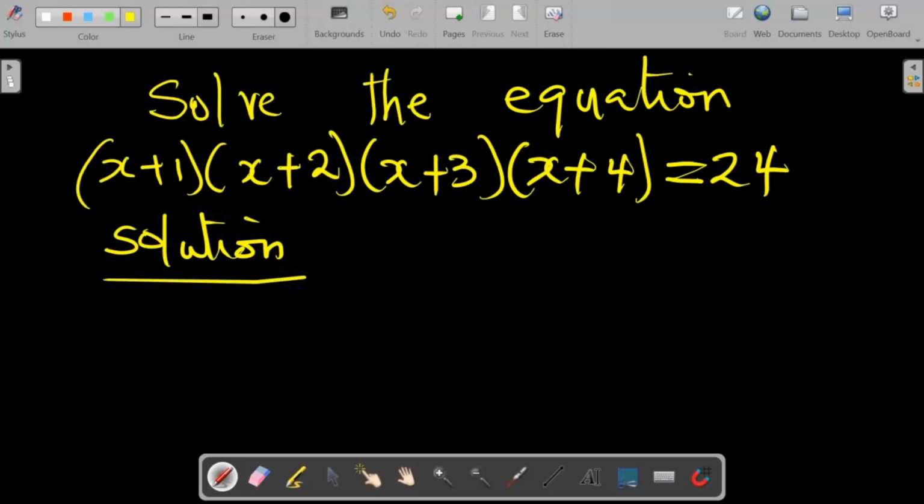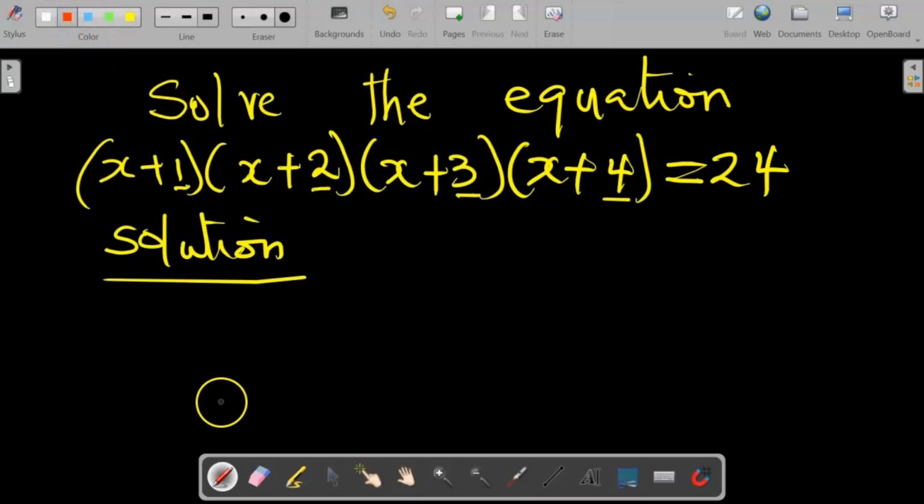Now, (x+1)(x+2)(x+3)(x+4) equals 24. The first thing we notice here is that the coefficient of x in each of the brackets is the same. Now, let's look at the constants. We have 1, 2, 3, 4.